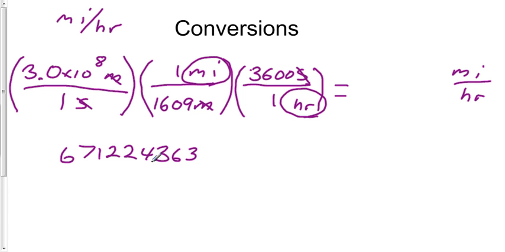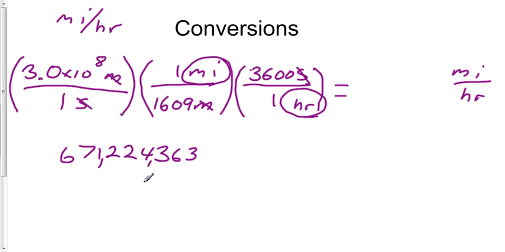All right, so that we can see what the number really is, we have 671,224,363. But we really only have 2 significant figures, because when I look up here at this number right here, those are 2 significant figures. And here I have essentially 4. Here, I don't need to worry about the significant figures, because by definition 3,600 seconds is 1 hour. That is defined that way.